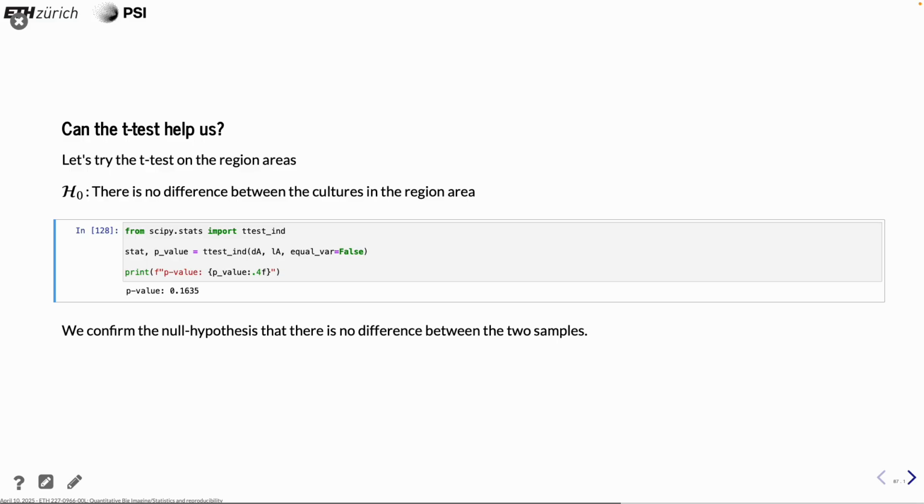Let's run the t-test to get the p-value. The p-value we get from this test is 0.16, so 16%, which says we should actually confirm our null hypothesis, that there is no difference between those samples. But there is a difference. So we are a bit suspicious.